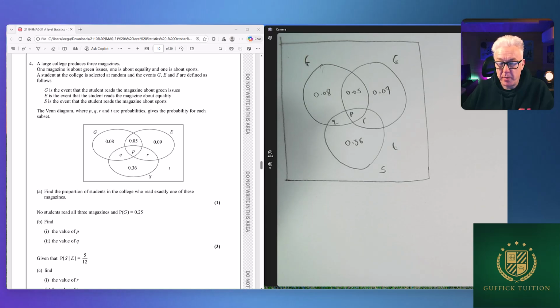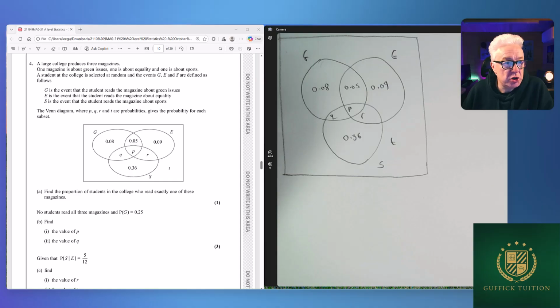Hello everyone, we've got a nice probability and conditional probability with Venn diagram question. A large college produces 3 magazines. One magazine is about green issues, one is about equality, and one is about sports. A student at the college is selected at random and the events G, E and S are defined as follows.